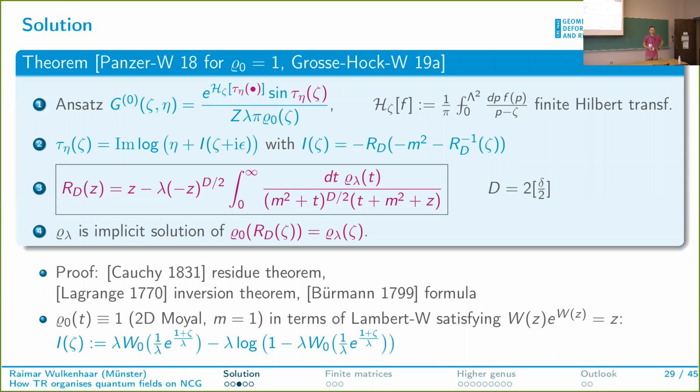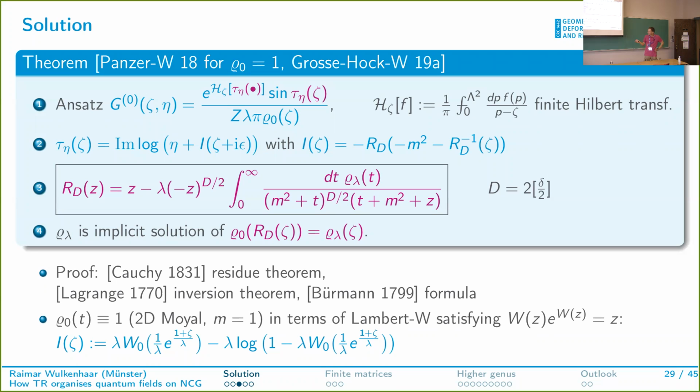It's very complicated. You need to do Lambert. R depends on rho lambda, but rho 0 of R is equal to rho lambda. So these two red equations are completely implicit. RD is defined by the upper RD equation, depending on rho lambda, and rho lambda depends on R. So this system somehow you have to solve, and then you have RD, you get I, you get tau, and then you get G. And the miracle is it just works. It's an identity when doing all this.